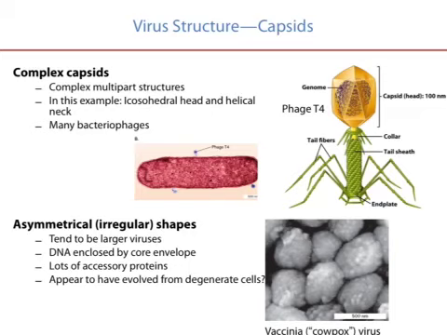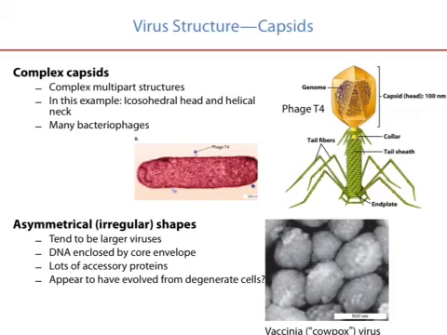What's kind of interesting is that there are asymmetrical or irregular shaped capsids also. And the viruses that tend to have these irregular shapes tend to be larger viruses. And you might have seen actually in the past 6 months, there was this kind of cool discovery. They discovered this enormous virus in the permafrost that infects algae. And that had an asymmetrical capsid shape. And these tend to have DNA, and they're enclosed by a core envelope. They have lots of accessory proteins.